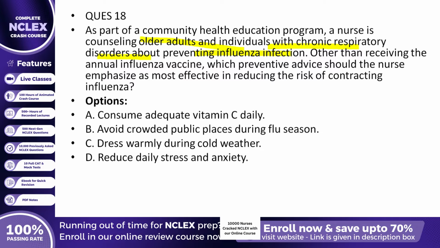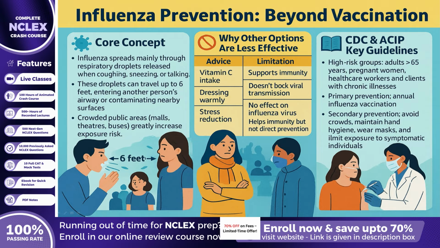The correct answer is Option B, avoid crowded public places during flu season. Now, let us unfold the expanded advanced rationale behind this choice. Influenza is primarily spread through respiratory droplets produced when an infected individual coughs, sneezes, or even talks. These droplets can travel up to 6 feet and may be inhaled directly or transferred through contaminated surfaces. Crowded areas such as theaters, shopping centers, and public transport increase the likelihood of inhaling these infectious droplets, making avoidance of such places the most effective secondary preventive strategy after vaccination.